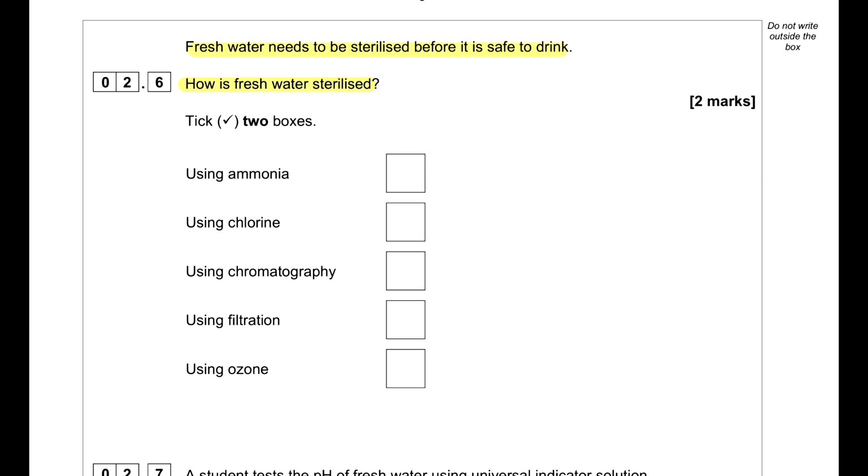Fresh water can be sterilized using chlorine. Chlorine kills bacteria, and we can use ozone. Ozone is also able to kill bacteria in water.